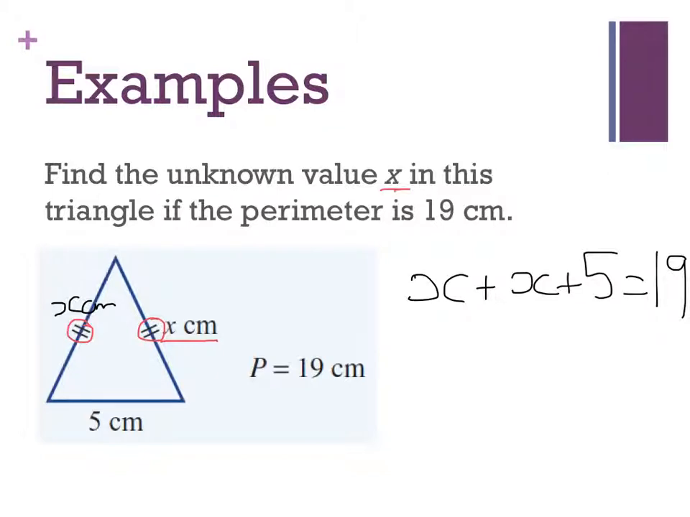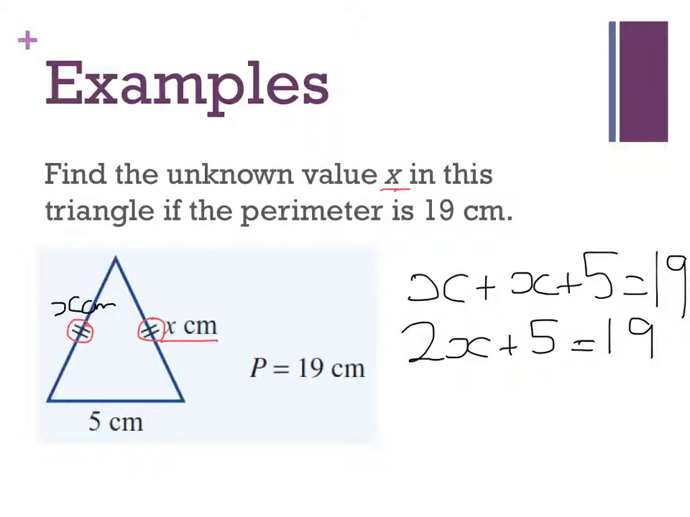Now the first thing I need to do is combine my like terms. So I've got x plus x plus 5 is 19. Why don't I just write 2x plus 5 equals 19? Now, most of you have probably noticed that this is an equation. A reminder, the aim of equations is to find the pronumeral. How do we go about finding the pronumeral? By taking things away from it. We start with the thing furthest away on the side it is and work our way back in.